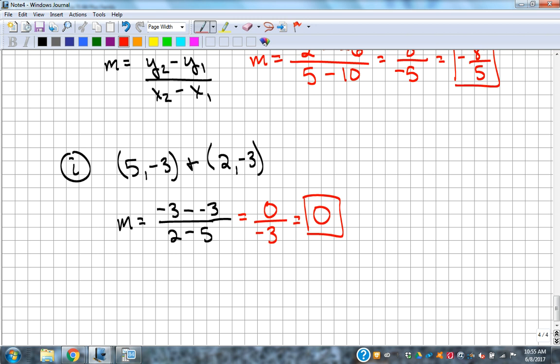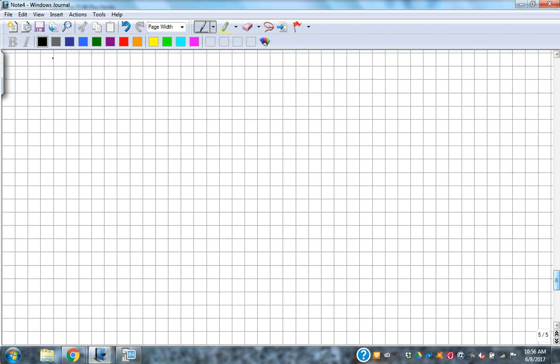Is it vertical or horizontal? Horizontal, good. Yeah, horizontal lines have 0 slope. Okay, so we know that's what that would look like. And that's going to be important when we go to the next section and we're building equations. If it's got a 0 slope, it's a horizontal line, so that means it's y equals a number, and in this case, it'd be y equals -3. But the big thing there is, is it a horizontal or vertical line? That's big. Okay, all right.